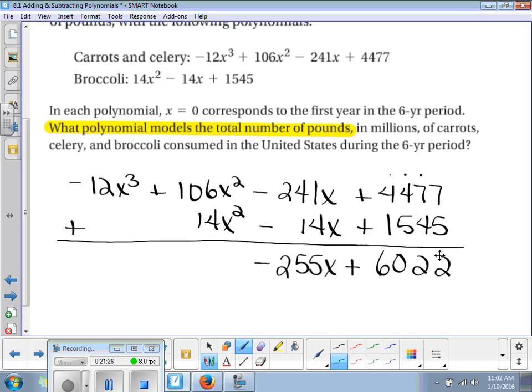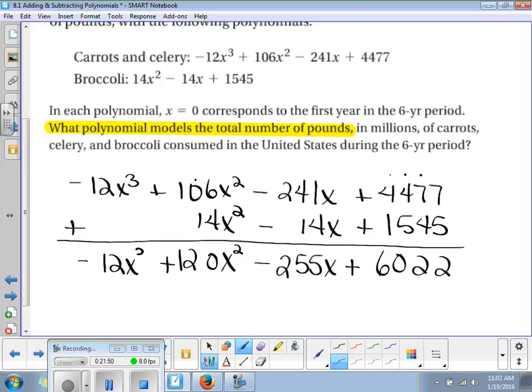And then over here, this is a positive plus a positive gives me a positive. Good. So that's going to be a positive. That's a 10 and a 2 and a 1. So that's going to be 120x squared. And now we just bring down the cubic. So we have a negative 12x cubed.